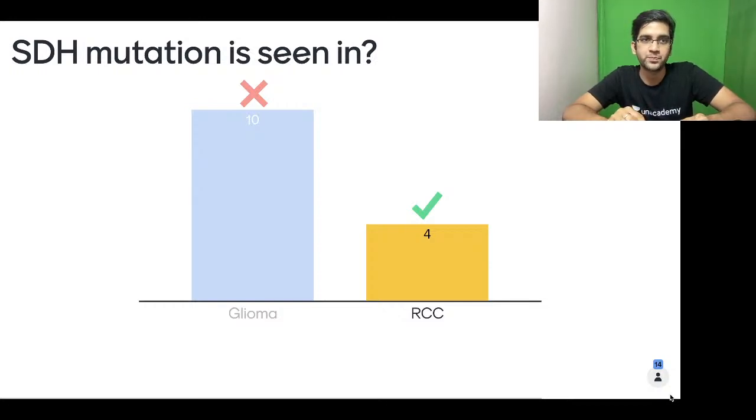Isocitrate dehydrogenase. SDH stands for succinate dehydrogenase. Succinate dehydrogenase is seen in few sarcomas, renal cell carcinoma, and also GIST, gastrointestinal stromal tumor. This Carney-Stratakis triad, the syndrome, has an SDH mutation, right? IDH is in glioma, SDH is seen in the tumors I just said, right? Go to the next.